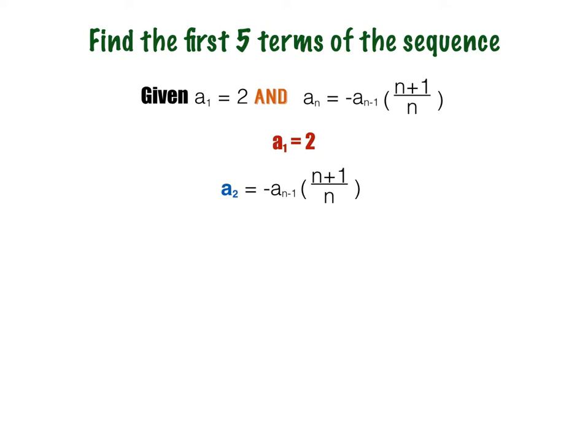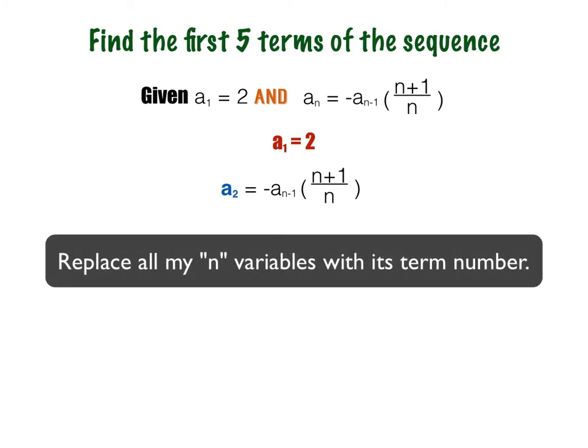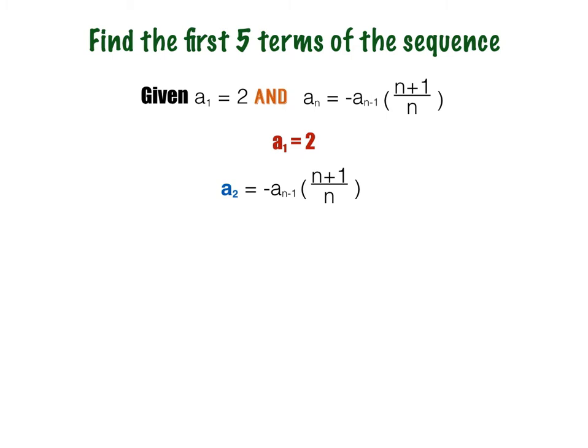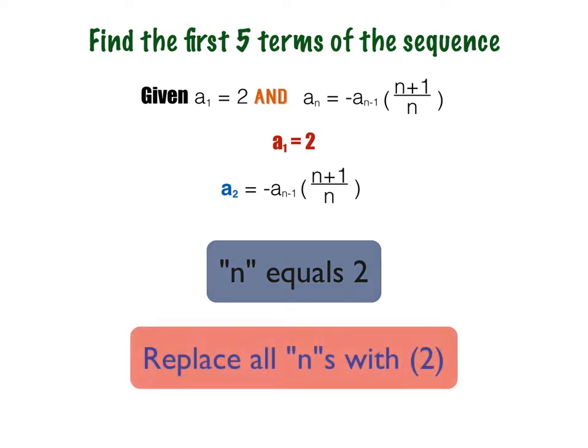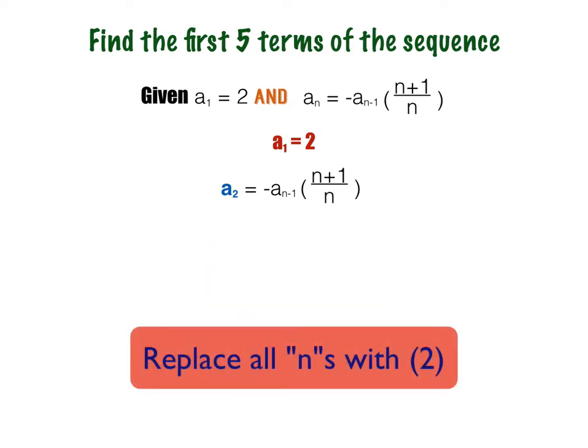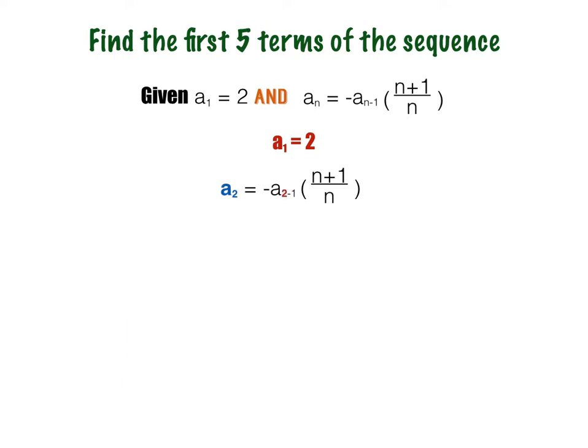a sub 2 equals, so now recall, if I go back to my original equation, you'll see that it's a sub n. Whatever value I have for n, I need to place that value on all of my n's in my general equation. So in blue I have a sub 2, which refers to the second value. Then I look on the right side of my general equation. Every n that I see in that equation I need to replace with 2. I'm going to replace each n one by one so you can see how I do it.